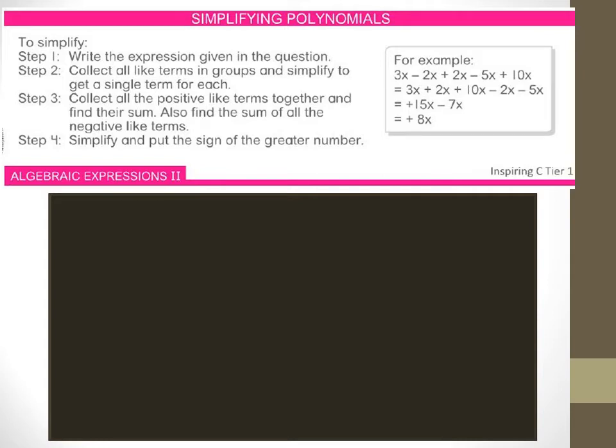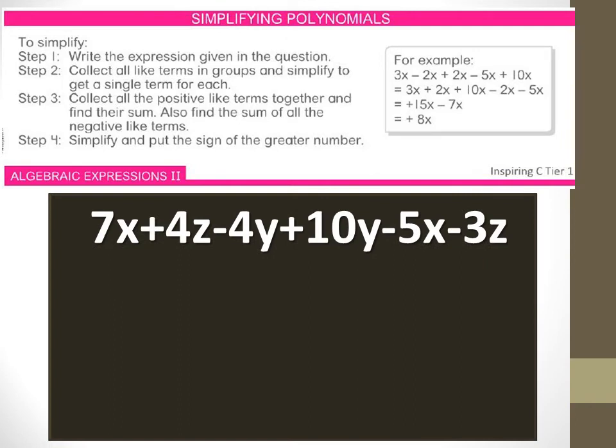Simple as that. There is also an example given on the right hand side. Pause the video, try to interpret the example. I am sure you will understand because in the last chapter we have already done this type of thing. I am giving you another example.